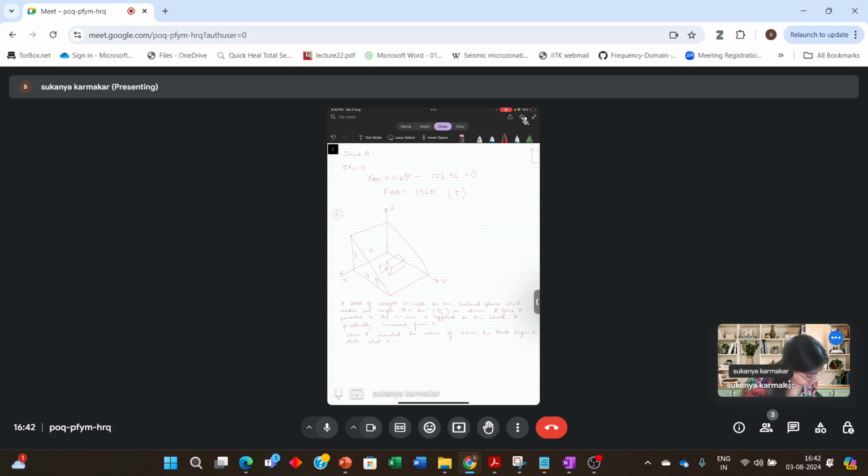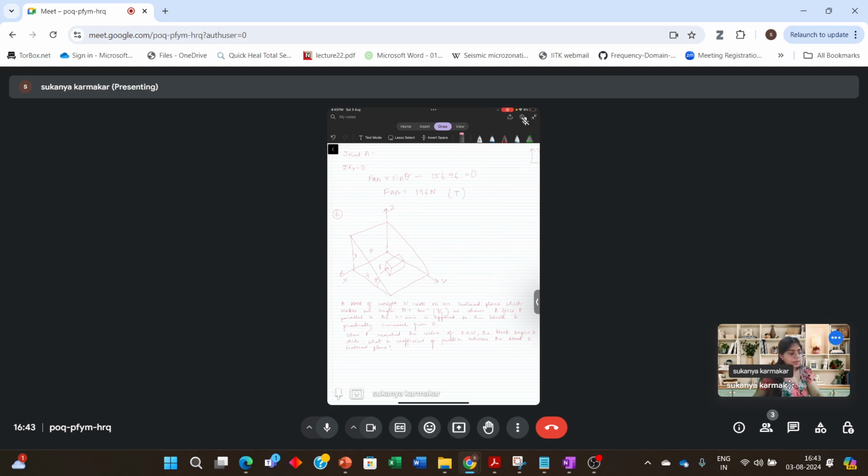What is the coefficient of friction between the block and the inclined plane? The options are 0.6, 0.7, 0.8, and 0.9.